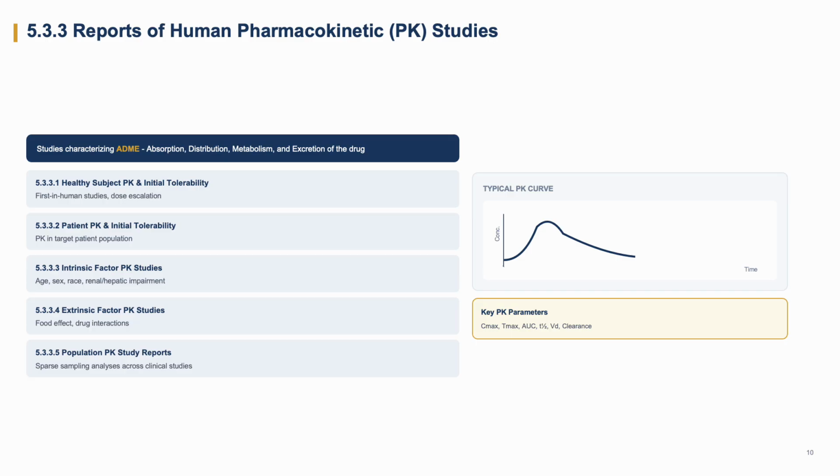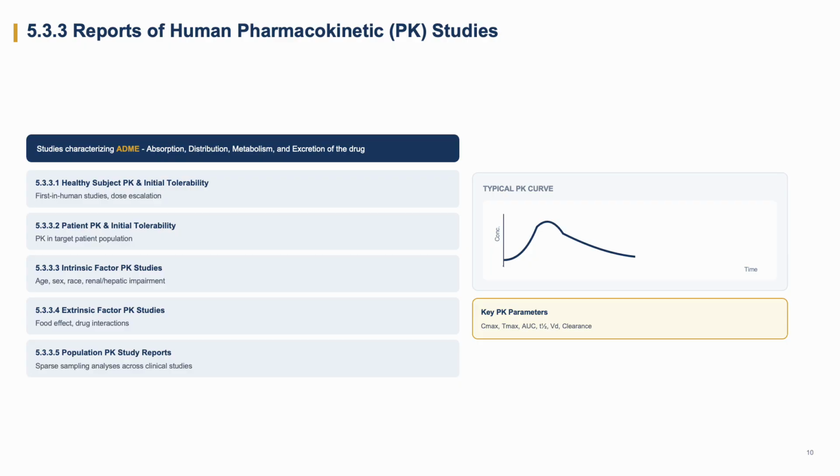It uses graphs and concise tables to present the key findings. It's meant to give reviewers a quick, high-level understanding of your clinical program. Importantly, Module 2 is not supposed to repeat detailed information. Instead, it cross-references the detailed presentations in Module 5.